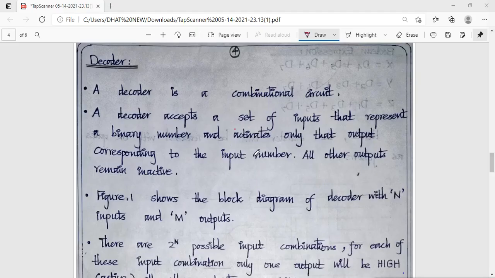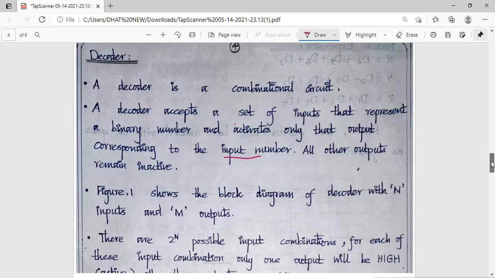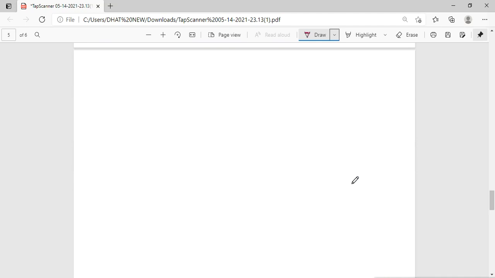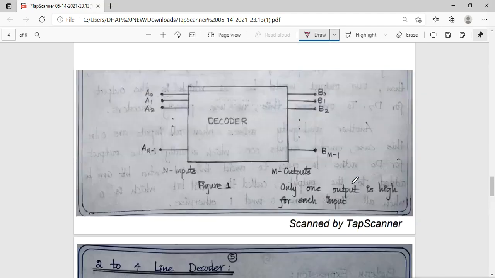Now we will see the concept of decoder. Decoder is also a combinational circuit. A decoder accepts a set of inputs that represents a binary number and it activates only that output corresponding to the input number, and all other outputs remain inactive. Some decoders have one or more enable lines that are used to control the operation of the decoder. We will see the block diagram of decoder.